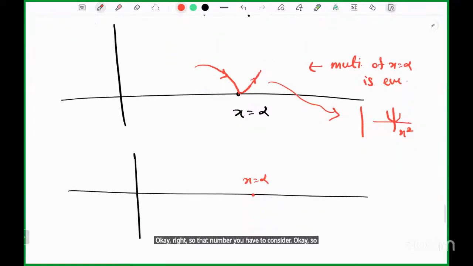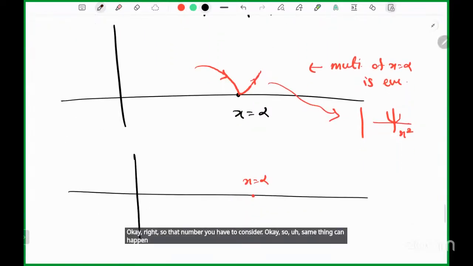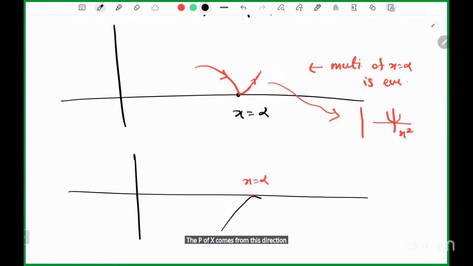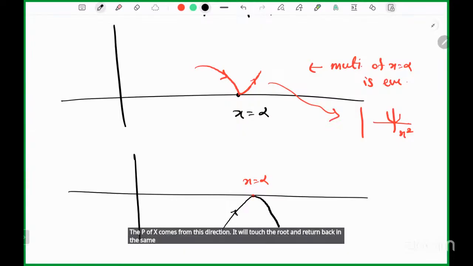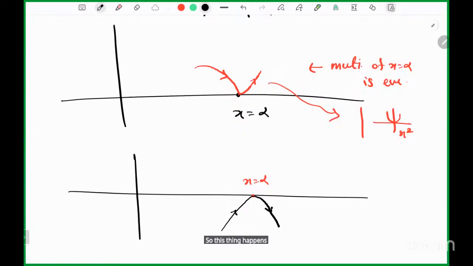Okay, so the same thing can happen in the other way around too. Suppose p of x comes from this direction. It will touch the root and return back in the same direction. So this thing happens when you have a root with even multiplicity. Okay, is that clear? It will be much clearer.